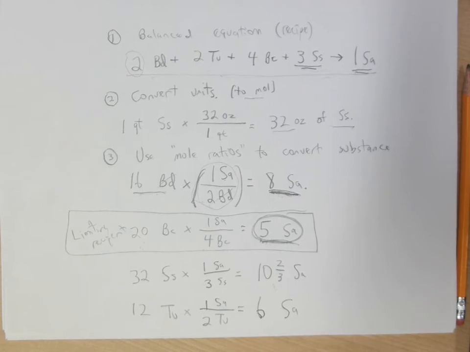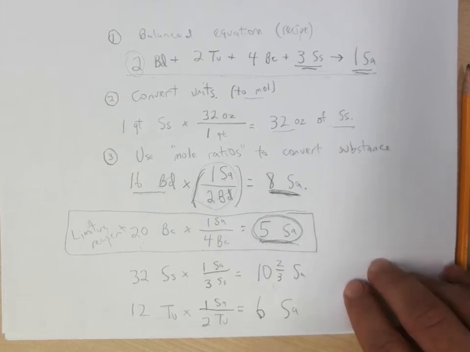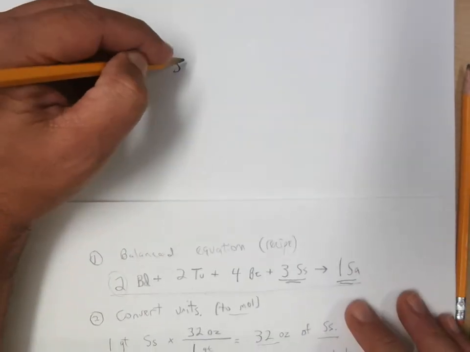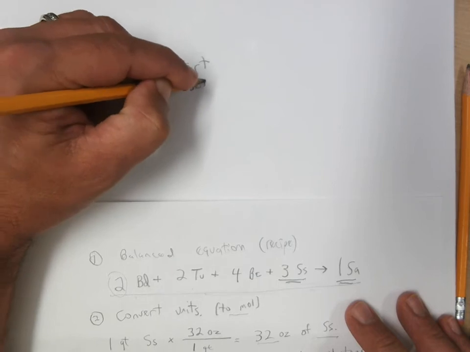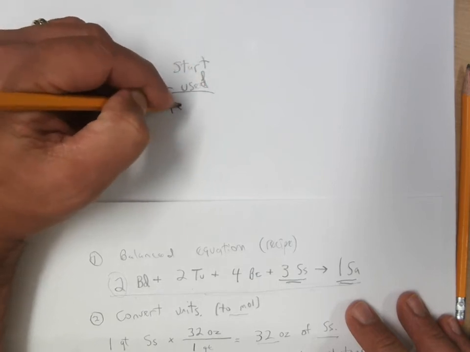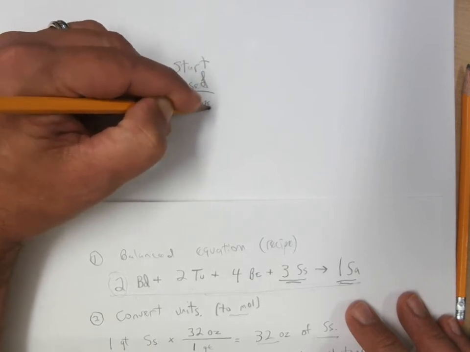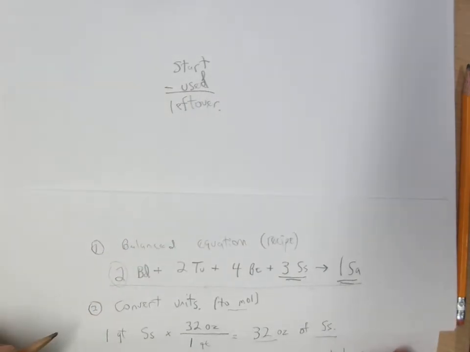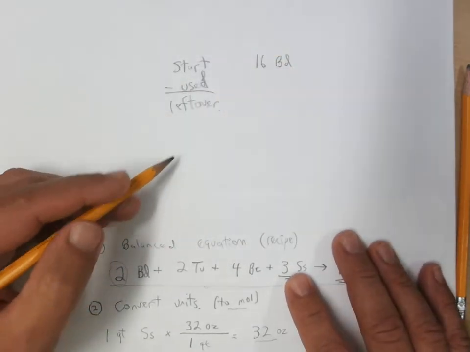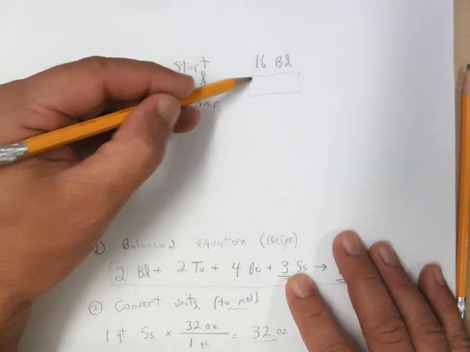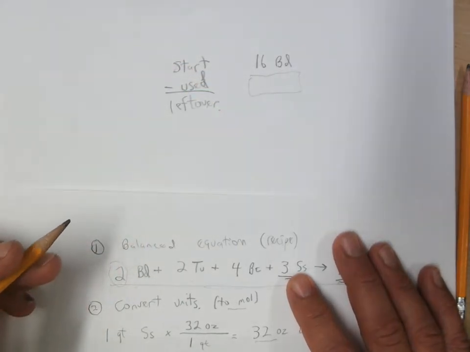Now, the thing that will completely baffle chemistry students is how much of something will you have left over? But this is, again, fairly intuitive, that the amount you start with minus the amount you used equals the leftover, right? So let's take the bread. We start with 16 pieces of bread, and we want to know how much we used so we could figure out how much we had left over.